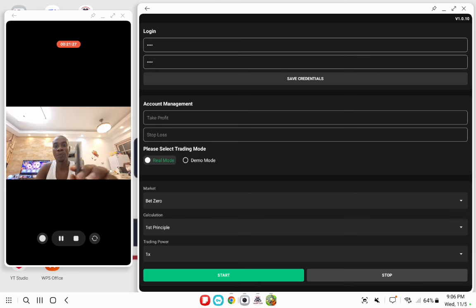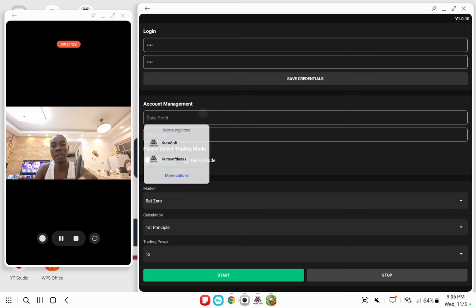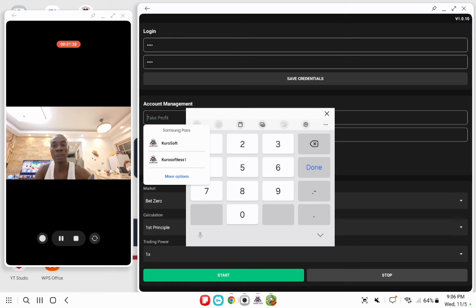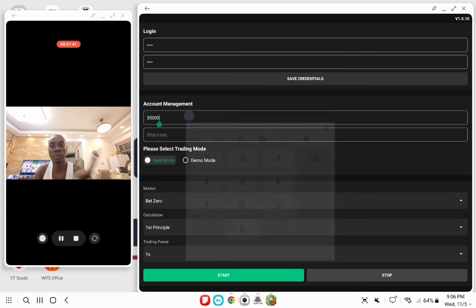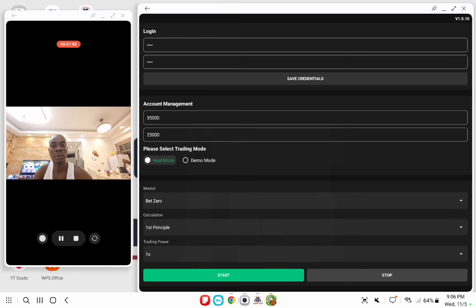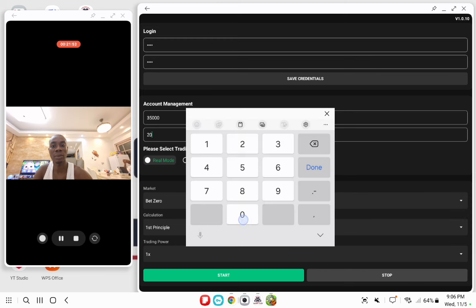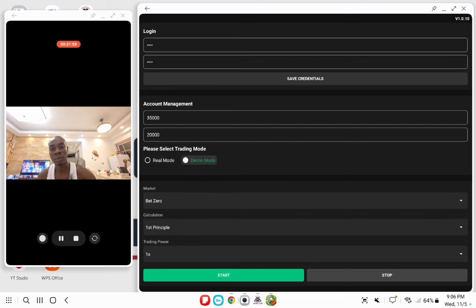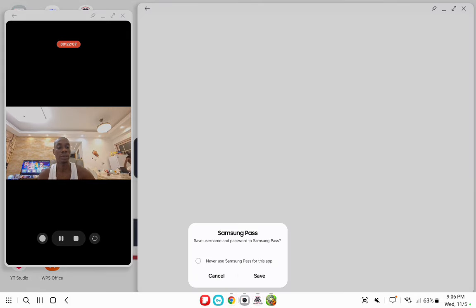Now after you put in your login details, you come to take profits, and let's say I'm setting my take profit to 25,000, or let me put it at 35,000. Then stop loss, let me put my stop loss at 25,000. Okay, 25,000 is too much. Let me put it at 20,000. Okay, now switch to demo. Now assuming I'm using this, I'm not changing it, I'm just using it like this. Okay, now let's do this.